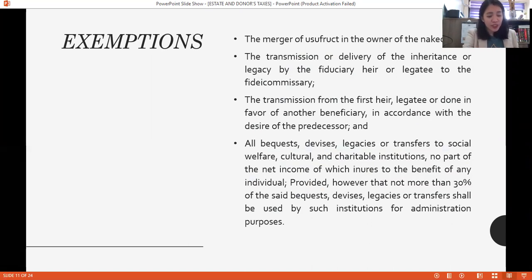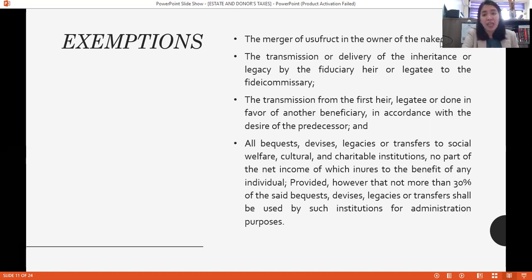Now let's go to the exemptions. So ano yung mga transfers na exempted from estate tax? Number 1 is the merger of usufruct in the owner of the naked title. Kasi for the simple reason na ikaw naman yung naked owner talaga. So wala talagang transfer so as to subject that particular transfer to estate tax, di ba? Kasi nga ikaw naman yung talagang owner ng property. So wala talagang transfer for estate tax purposes.